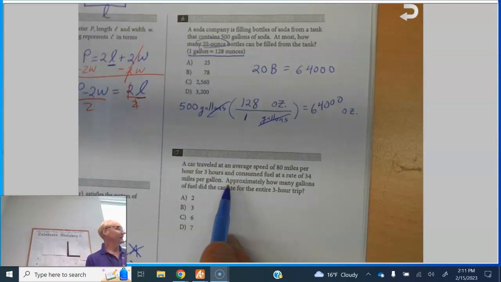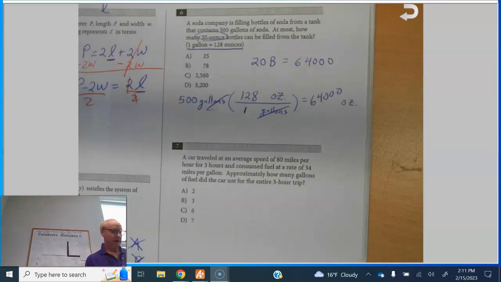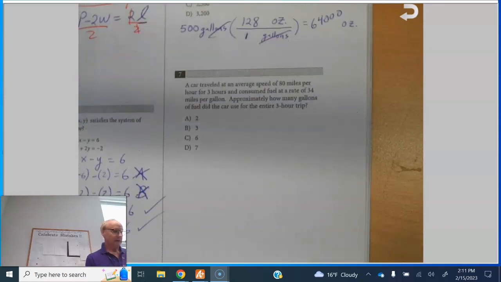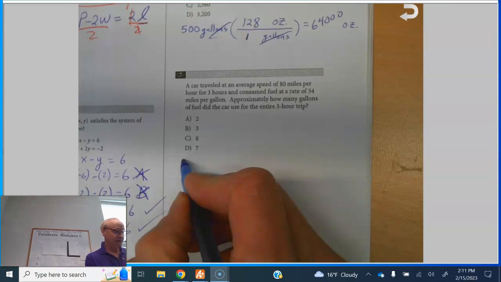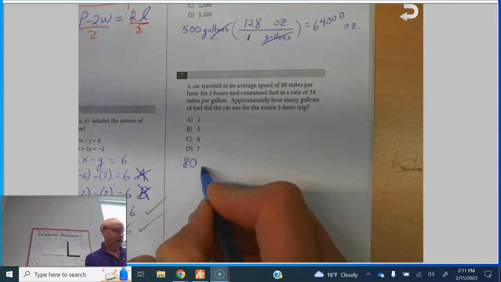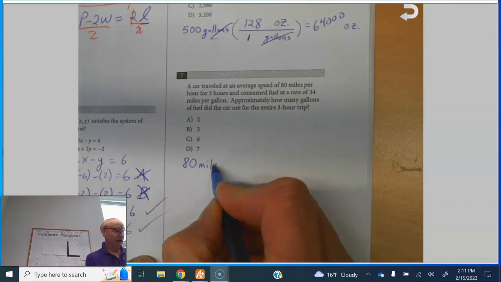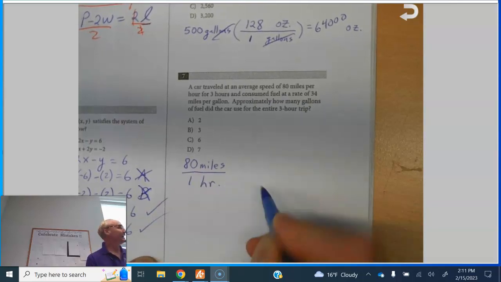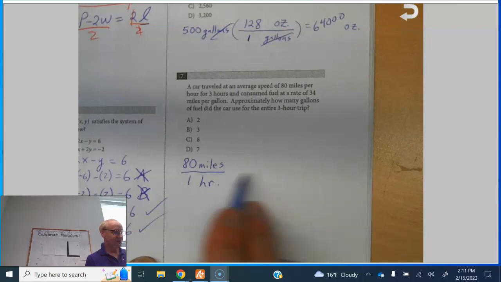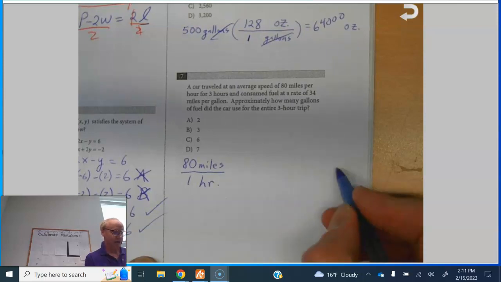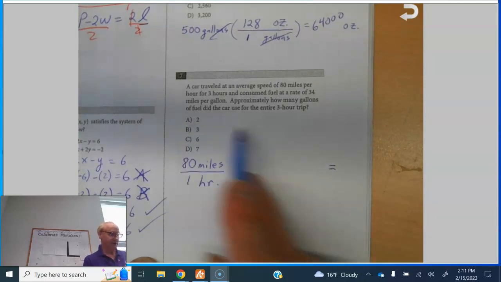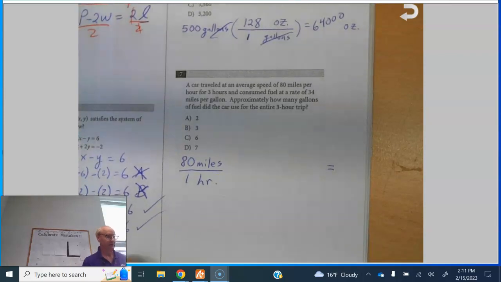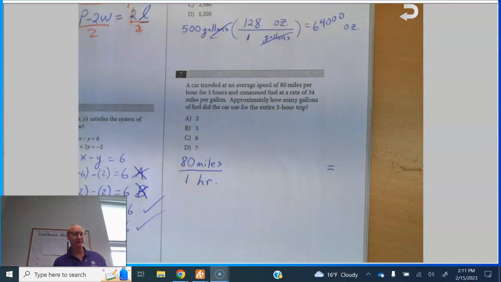This one I really like. I'm going to start by writing 80 miles in 1 hour. Now, this is only a guess. I may have this upside down. And the only way to tell is once I finish my dimensional analysis, what am I supposed to end up with when I finish this thing for number 7? Take a look at the question and see what it says.